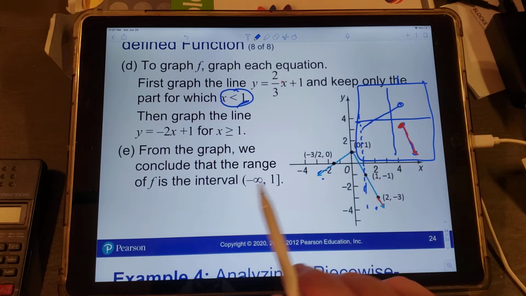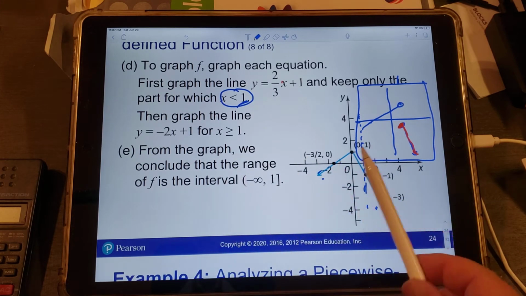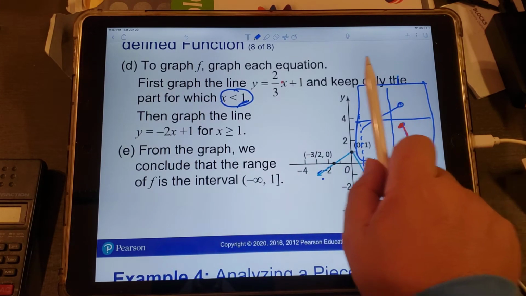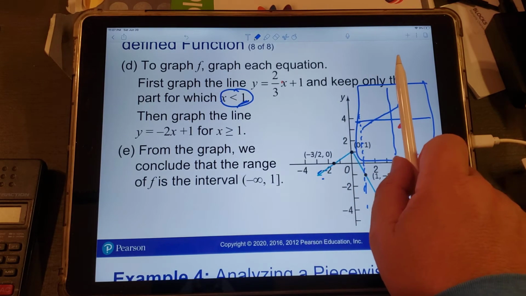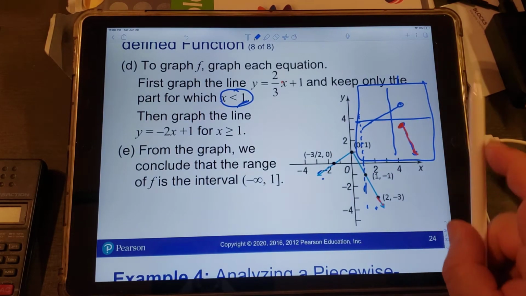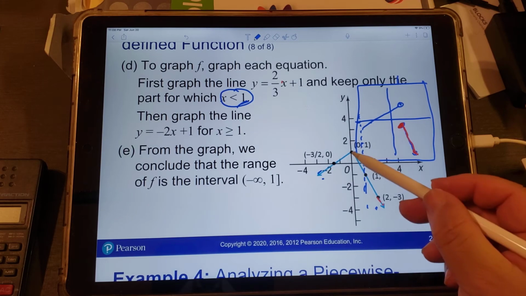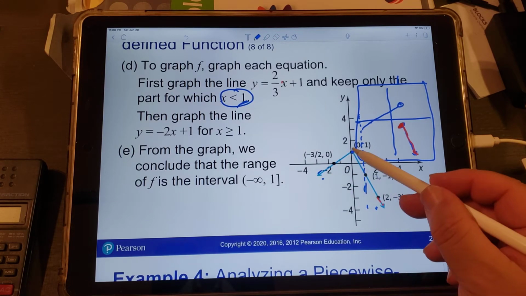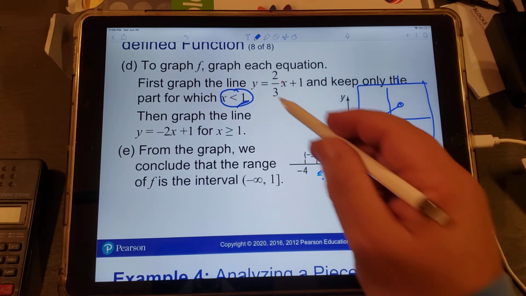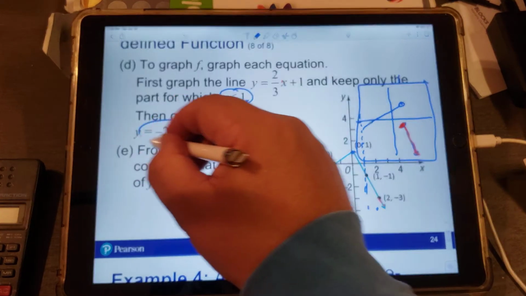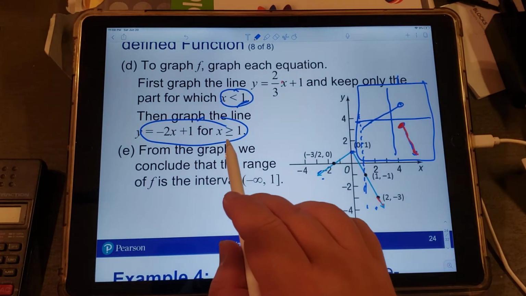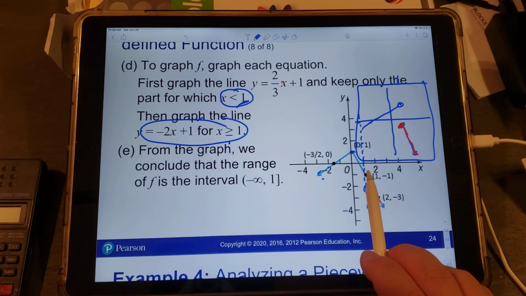So sometimes I do have students do this in a face-to-face class where I'll have them draw one of the graphs in one color and the other graph in the other color. So when they do touch, at least I know that they know that we're following a different set of guidelines depending on the values of x.